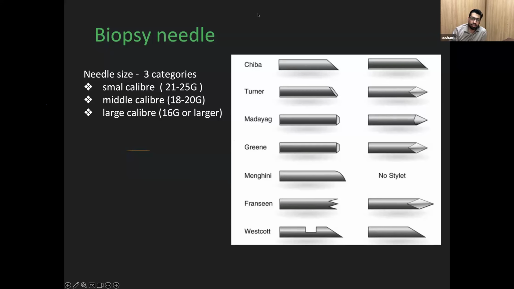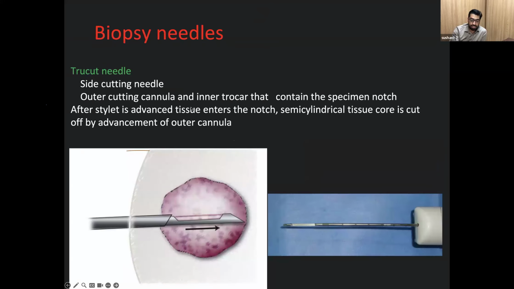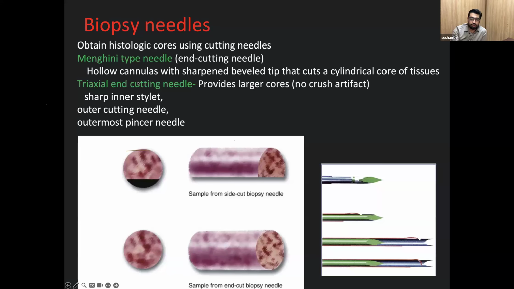These needles are characterized into small caliber, middle caliber, and large caliber needles. Small caliber needles are 21 gauge to 25 gauge. Middle caliber are 18 gauge to 20 gauge, and large caliber are 16 gauge or larger, or 14 gauge or 9 gauge. Biopsy needles are currently of two types: side cutting and end cutting needles. For a side cutting needle, I will try to show you. If we can see, this is a biopsy gun. This is a side cutting biopsy gun.